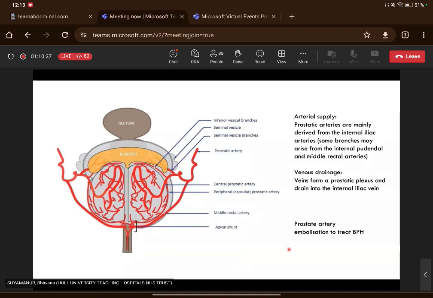So the blood supply of the prostate is as follows. Prostatic arteries mainly come from derivations of the internal iliac artery. They might be branches of the internal pudendal. You also get branches of the middle rectal arteries coming in. This is significant in prostatic artery embolization to treat benign prostate hypertrophy. Venous drainage is quite similar: a prostatic plexus is formed around the prostate and these drain into the internal iliac vein.